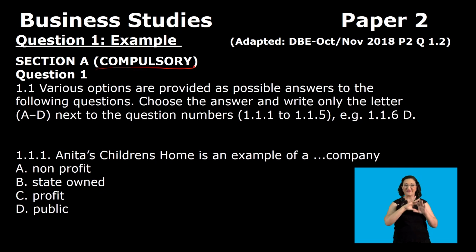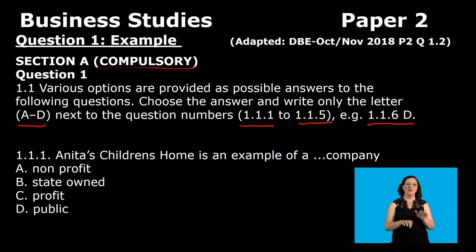Question 1, the first tip, read the instructions. Very important that you read the instruction. It says here 1.1, various options are provided as possible answers to the following questions. Choose the answer and write only the letter A to D next to the question numbers 1.1.1 to 1.1.5. E.g., 1.1.6, the answer is the letter D. You don't have to rewrite the whole sentence or the whole word. You just write the appropriate letter next to the question number.